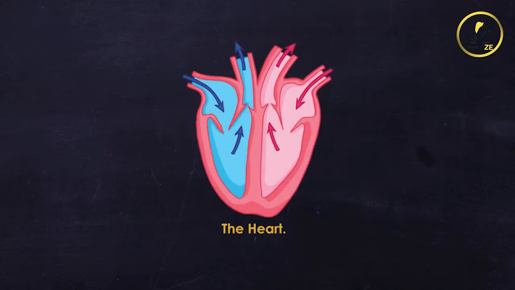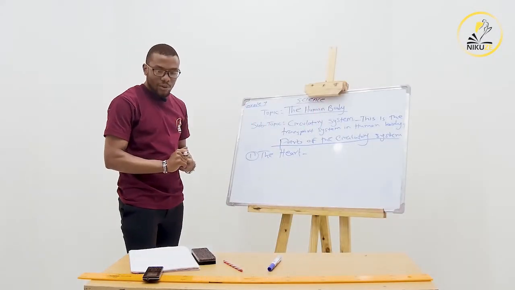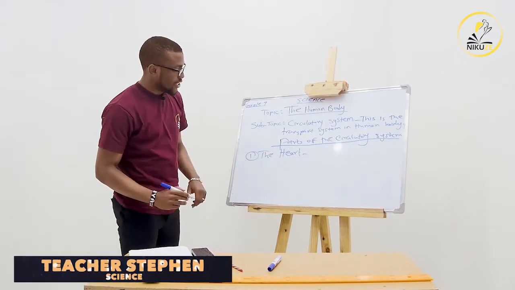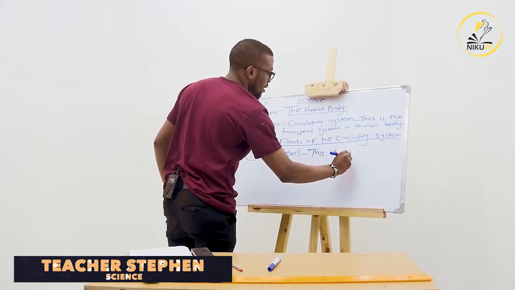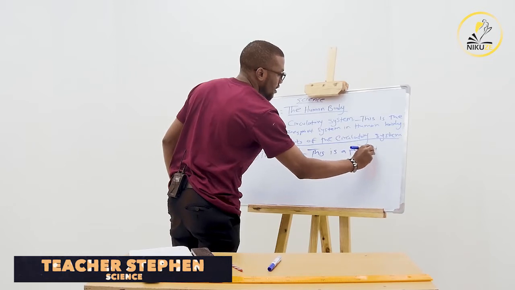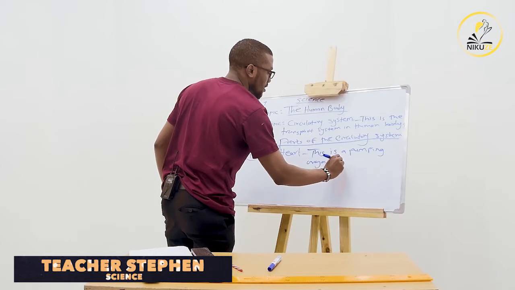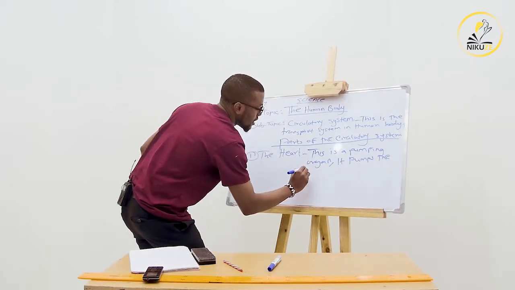The heart is the pumping organ, or you can talk of the pumping machine. This is what pumps the blood to all parts of the body. So for the blood to move in your body, remember, it has to be pumped by the heart. So this is a pumping organ. It pumps the blood.